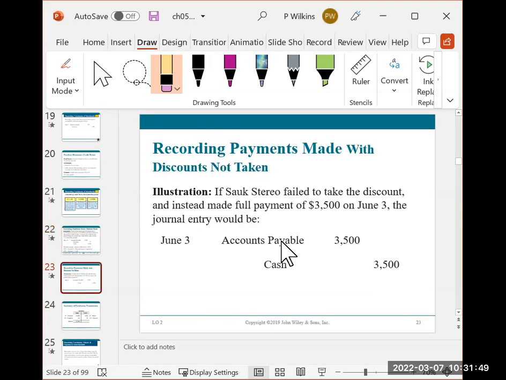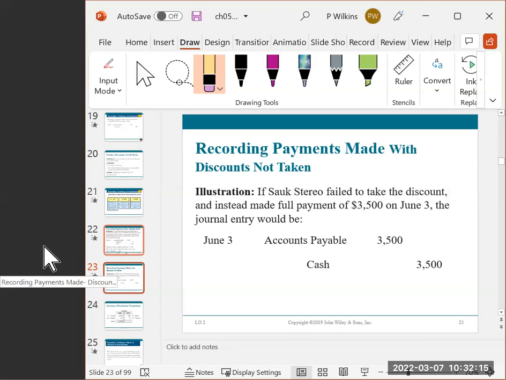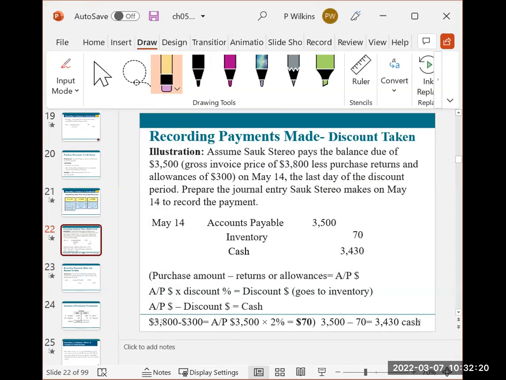So if you didn't take the discount, like if you went longer than 10 days to pay the bill, you would just be paying the accounts payable amount. So it would be purchases minus returns and allowances. You would debit accounts payable 3,500 and credit cash 3,500. But that's if you don't take the discount. If you go longer than 10 days, then you cannot take the discount. You have to pay the full amount, which is the purchases minus returns and allowances. Okay, but this is the example of the one when you're taking a discount.